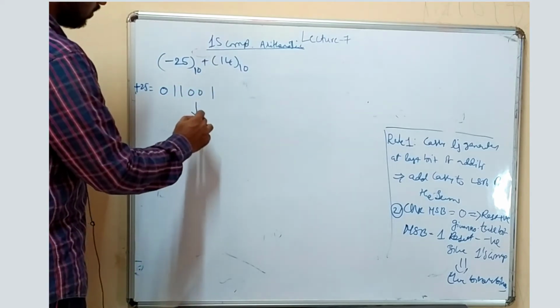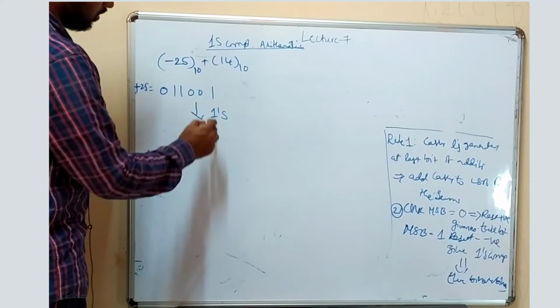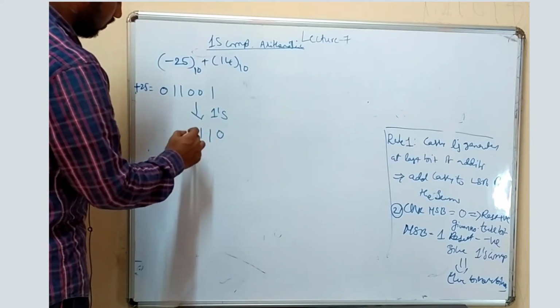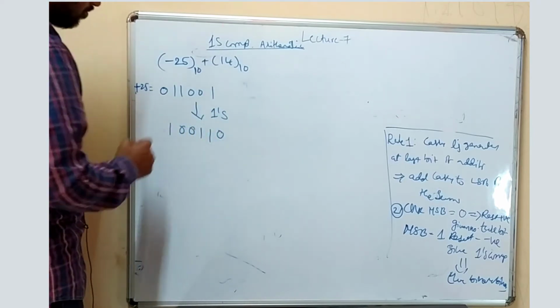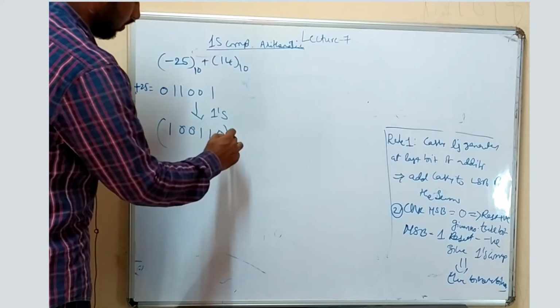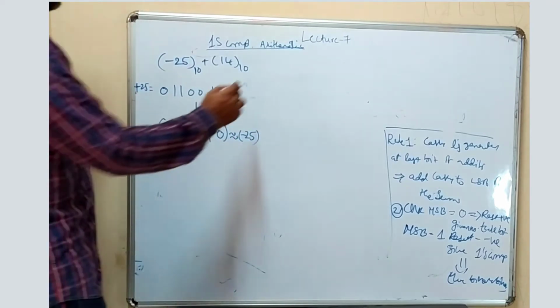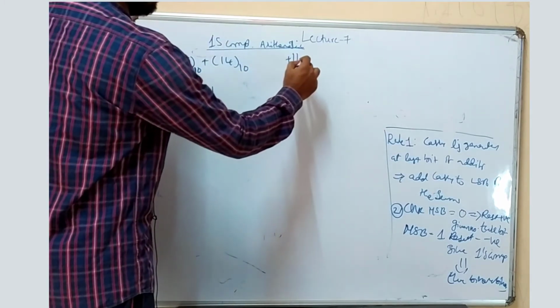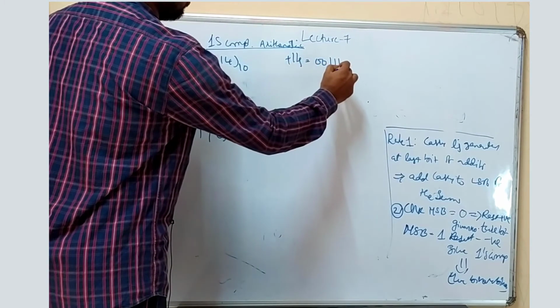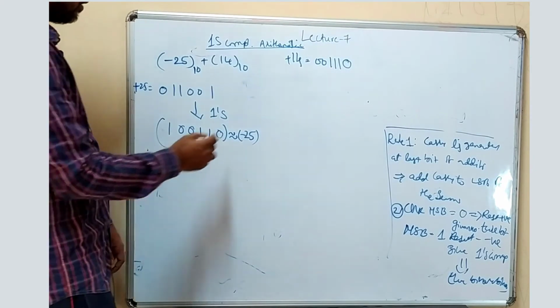To find the 1's complement, what you do is complement each bit. This will be 1 0 0 1 1 0. Now this entire thing will be equivalent to minus 25 in the 1's complement system. Here 14 will be as usual. That means plus 14 we will write as 0 0 1 1 1 0. Now we will try to add these two.